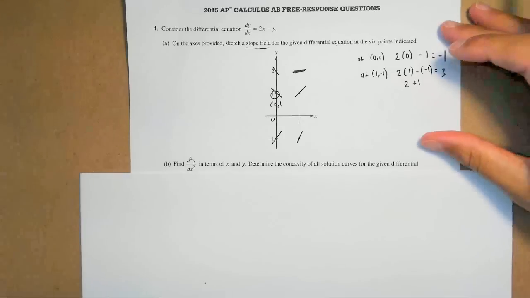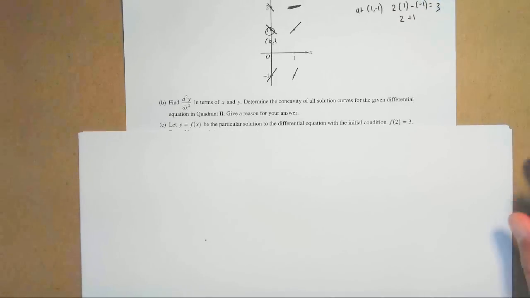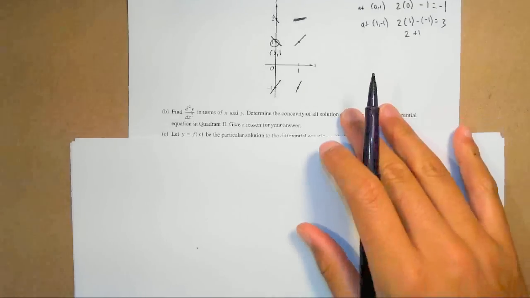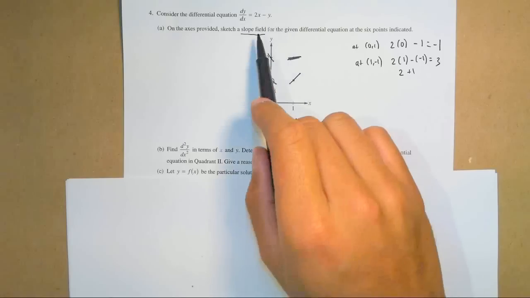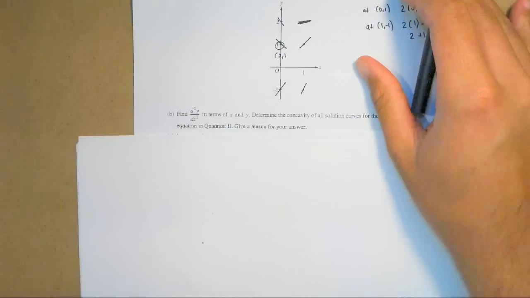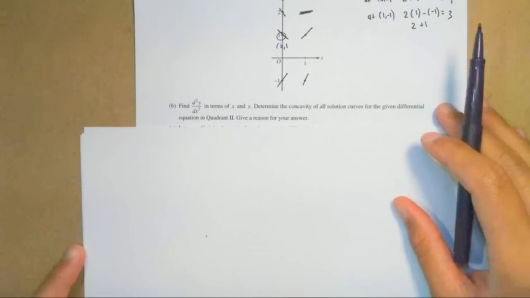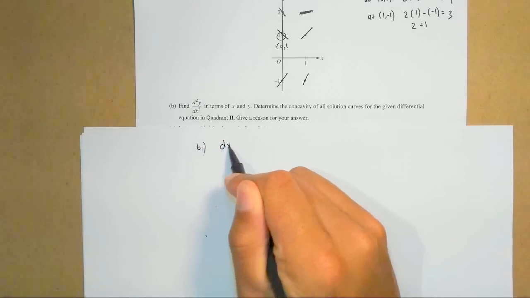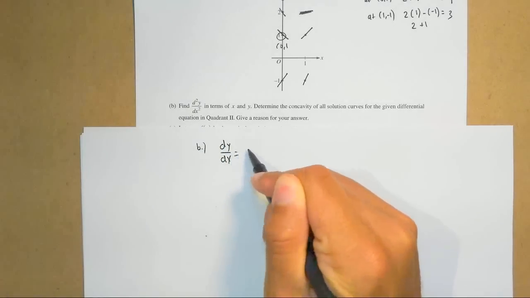Okay, moving on to part B. Now this is where the question starts to get a little interesting. Part B says this: find d2y over dx squared. What does that mean? Second derivative. Well, what's my first derivative? My first derivative was given to you in the original equation, 2x minus y. So if they want me to find the second derivative, I know that for b, dy over dx is equal to 2x minus y.